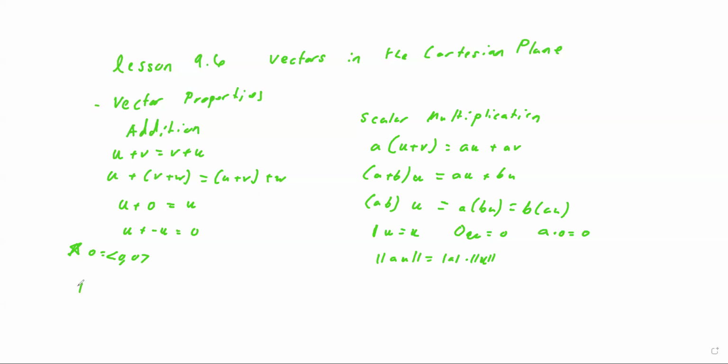So basically, if the vector u is labeled as u1, u2, and v is labeled as v1, v2, this is called component form. Remember, component form.